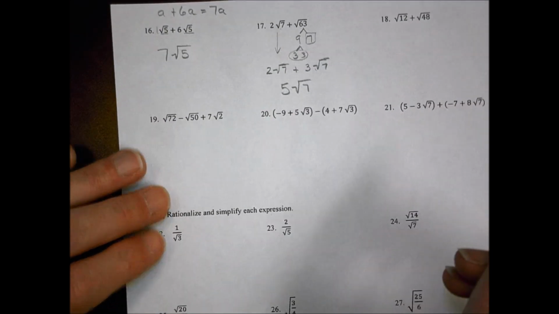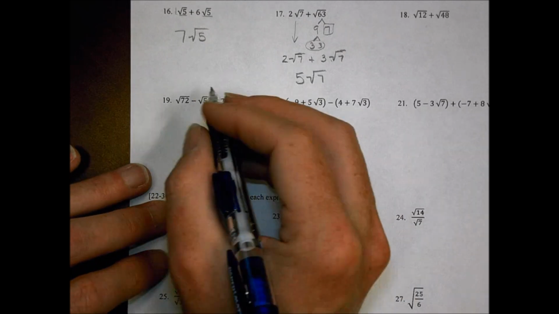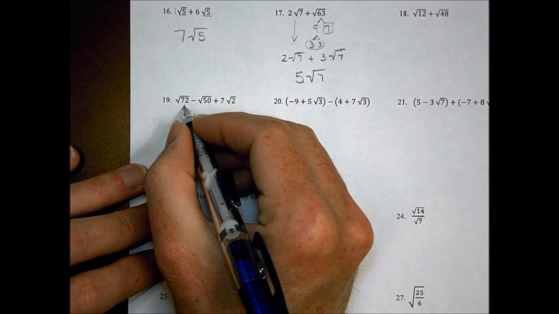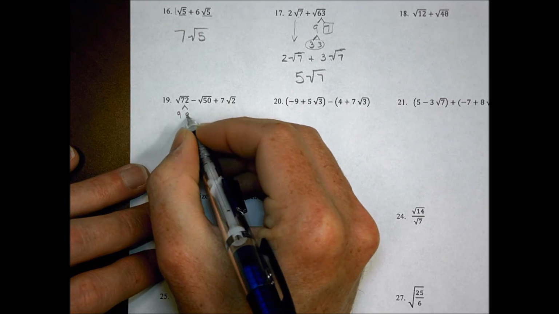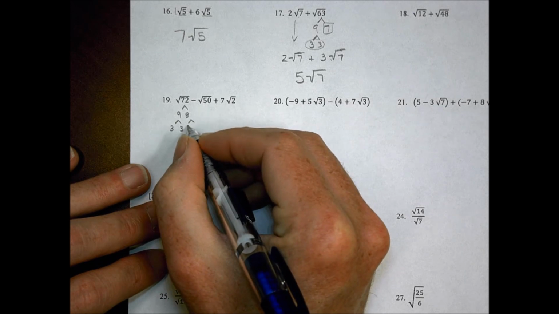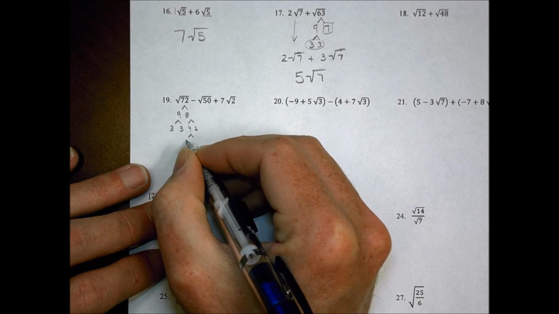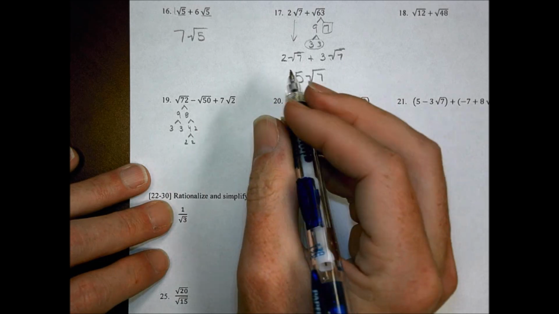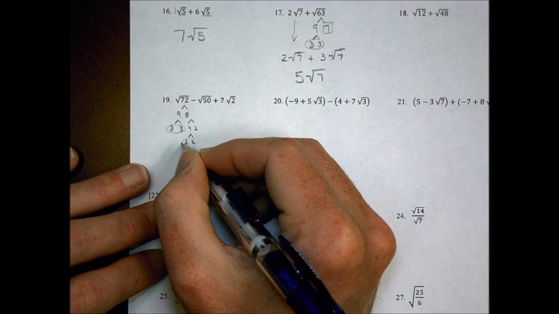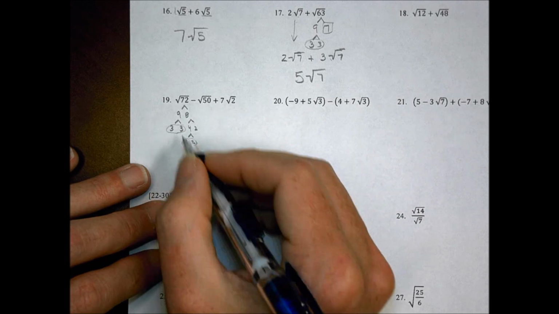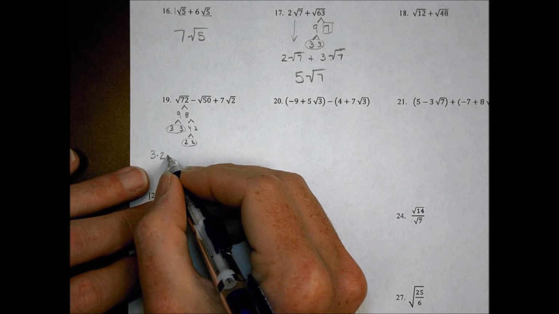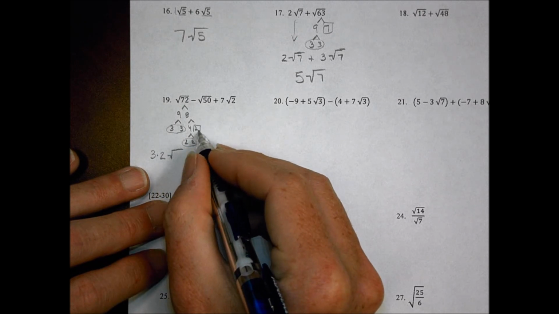I'm going to look at number 19. I don't have the same radicals, so let's break them apart and see what we can come up with. 72 is 9 times 8. 9 is 3 times 3. 8 is the same as 4 times 2, which is the same as 2 times 2 times 2. So for this one, I have a 3 that goes on the outside and a 2 that goes on the outside. So 3 times 2, I'll write it out here, a 3 and a 2 on the outside. On the inside, I still have this 2 left.